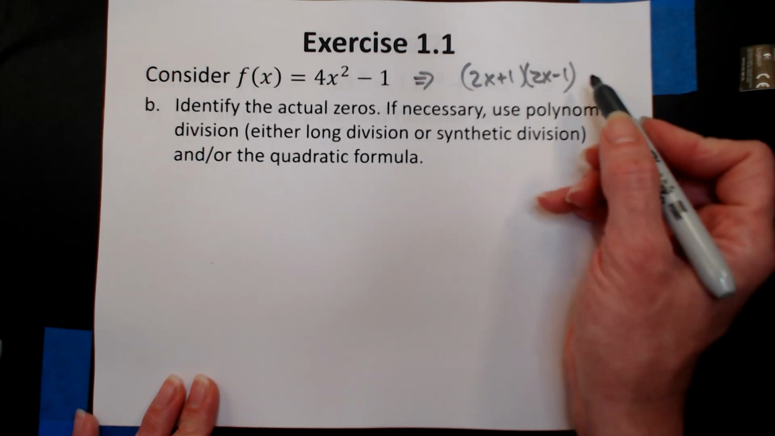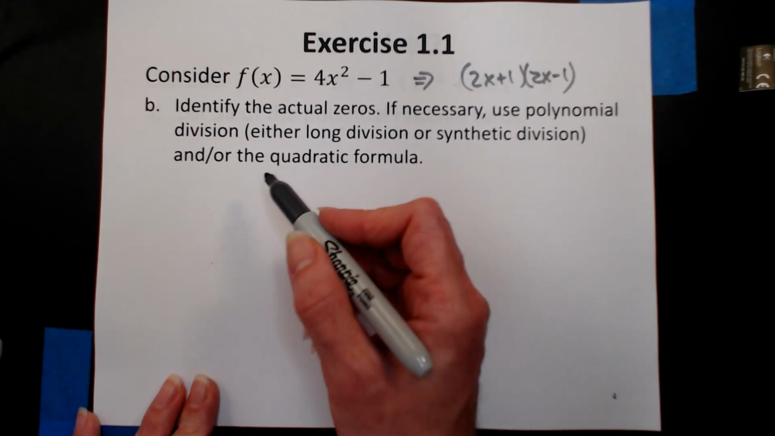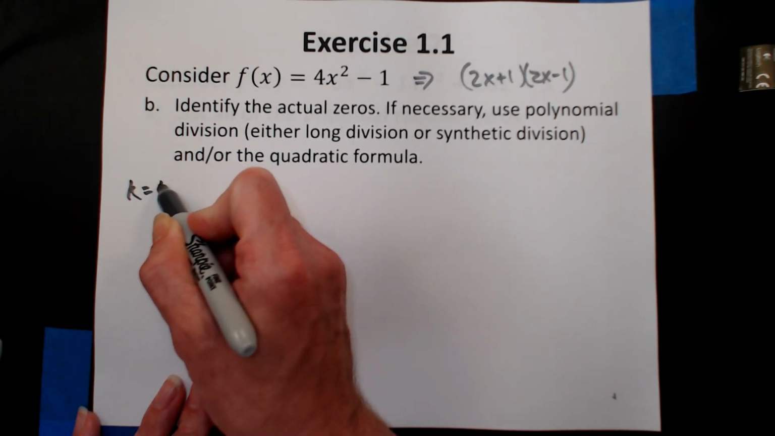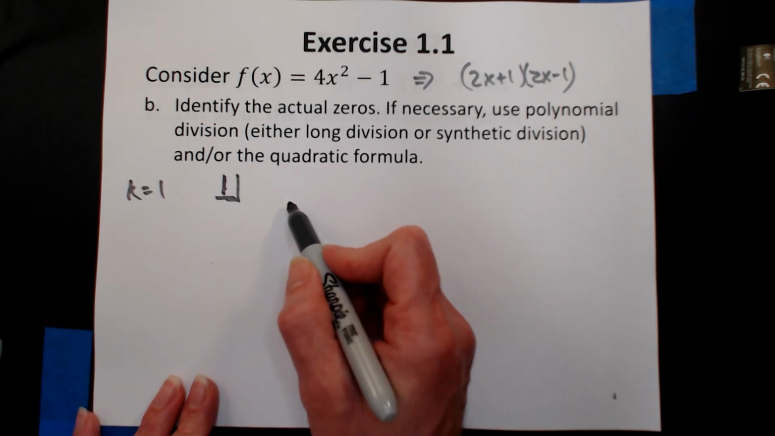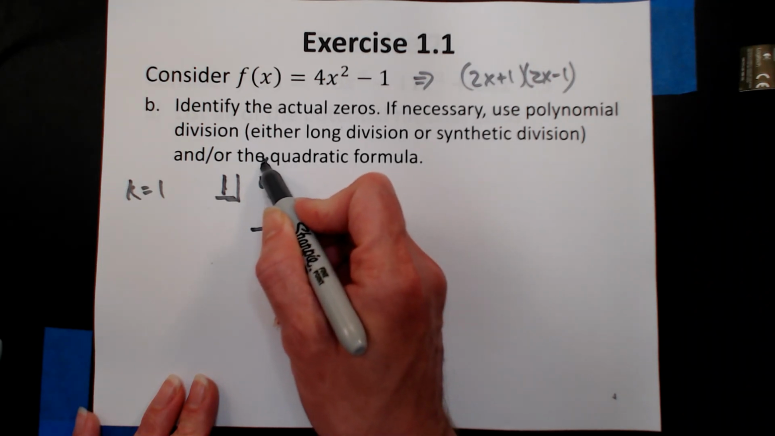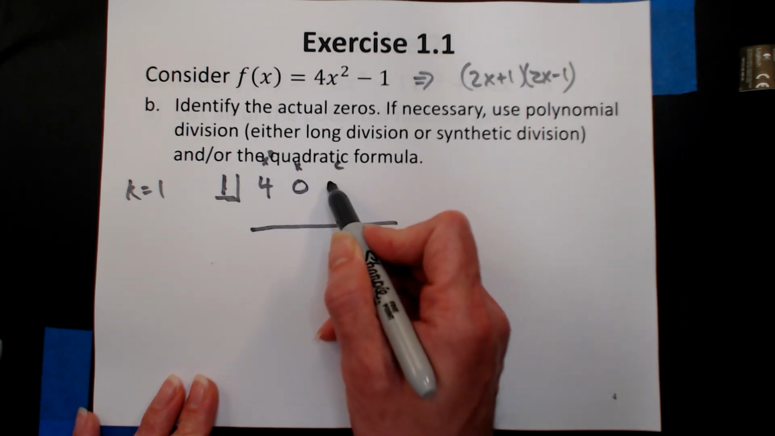So from this list, since we know it's going to be plus or minus 1/2, we'll pick something that doesn't work. Like, let's say we pick 1. I'm going to let k equal 1 and see what happens. And so 1 is going to be my potential rational zero, and then I'm going to have 4. Remember, this is my x squared column. This is my x column. This is my constant column. So it's 0 and a minus 1.